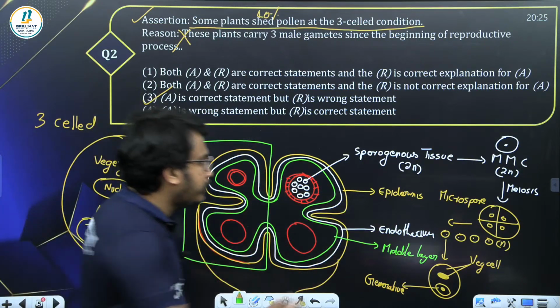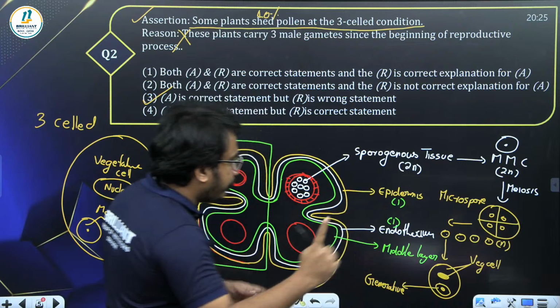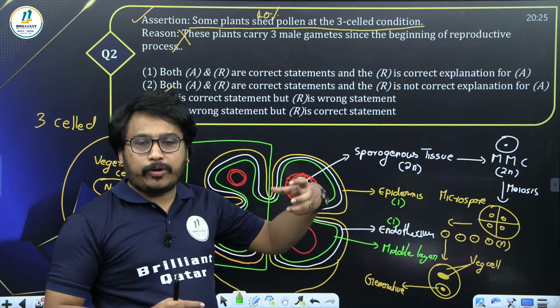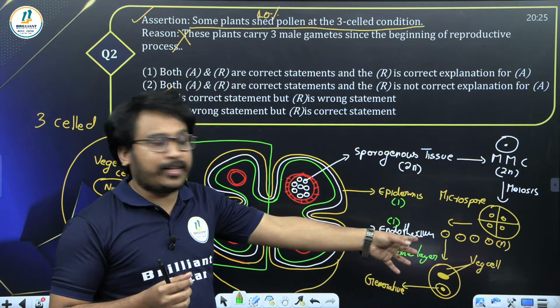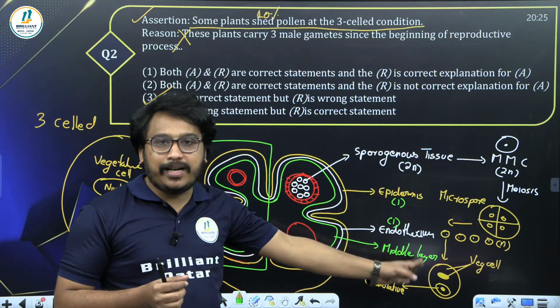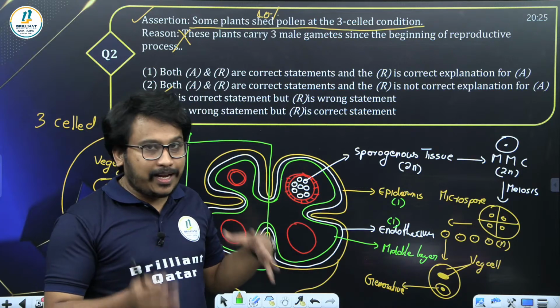Outermost layer epidermis, that is a single protective layer. Endothelium is also one layer, and they only help in protection and dehiscence, breaking open of anther to release the pollen grains. Then inner to that is the middle layer. In the middle layer you can see 2 to 3 layers of cells.